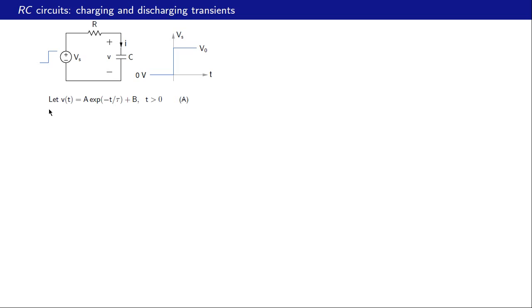Let us begin by writing v(t), the capacitor voltage, as A e raised to minus t by tau plus B, where A and B are constants to be determined. Now this expression, if you recall, is valid only as long as the independent sources in the circuit are constant. Now in our case, we should use this equation only for t greater than 0 because our voltage is constant only for that region. We cannot use this same equation to describe this region, for example.